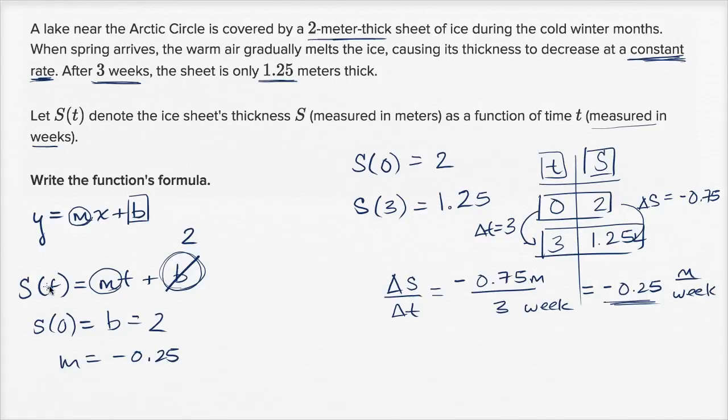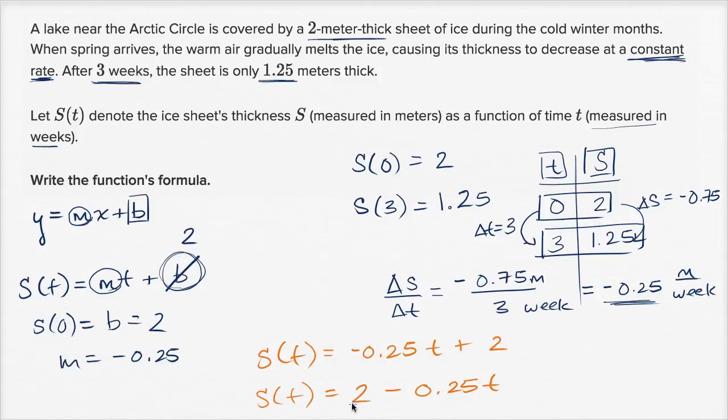So now we can write what the function is going to be. And maybe I'll do this in a new color just for fun. S of t, thickness as a function of time, is going to be equal to m, negative 0.25, times time plus 2. Or if you want, you could write it like this, 2 minus 0.25t. I actually like this form a little bit better. It kind of, in my brain, describes what's happening a little bit more.